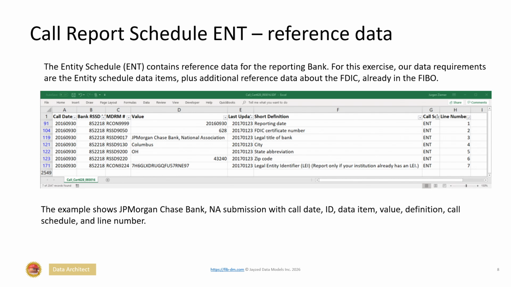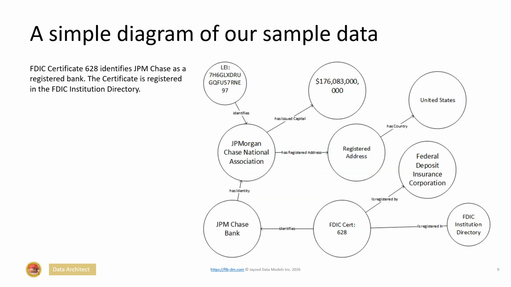Yeah, and here we see now we have a date, we have value, definition, and so on. And here in the example we have JPMC, and North America submission has a date, ID, data item, value, definition, call schedule, and line numbers. So from these call report data item requirements, we can draw a simple concept map.